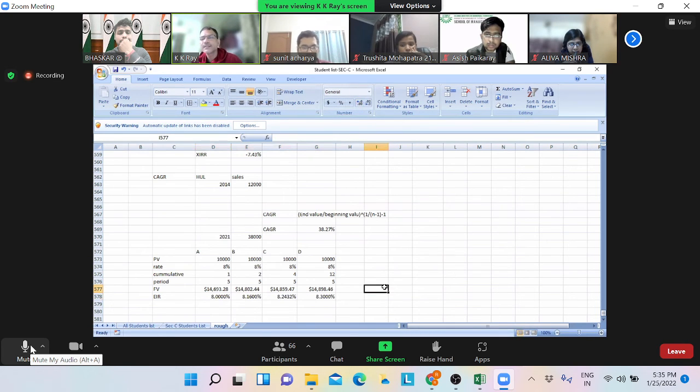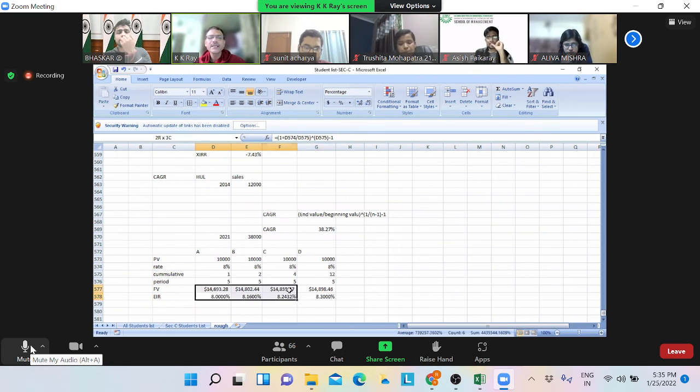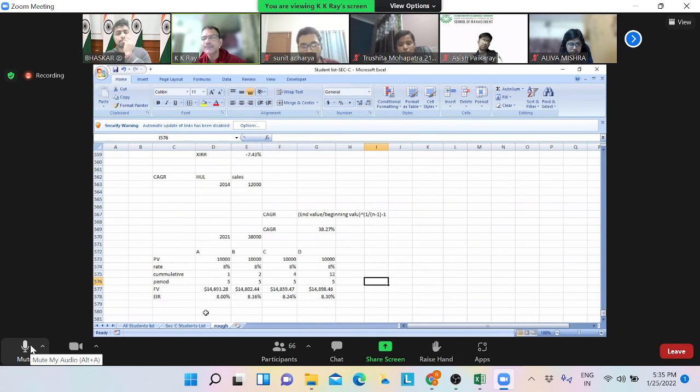This is the kind of thing. That means here 8%. Here effectively we are getting 8.16%. Here effectively we are getting 8.24%. Here effectively we are getting 8.3%. So this is the effective interest rate.